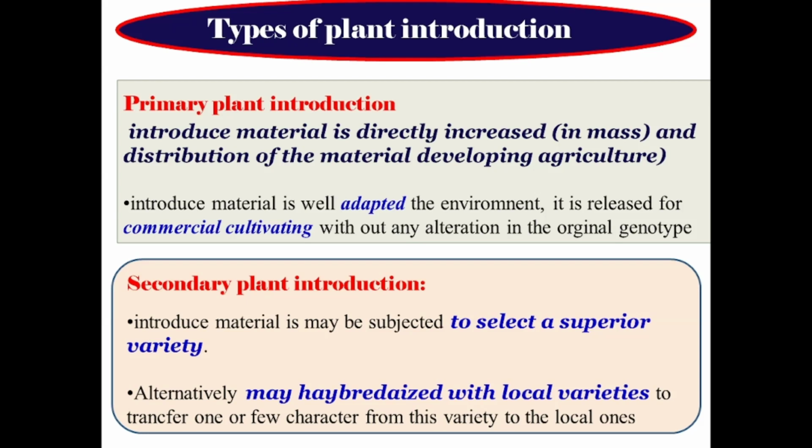Primary plant introduction. This is when the introduced material is directly used without any modification, or when the introduced material is well adapted to the environment. It is released for commercial cultivation without any alteration in the original genotype. However, in secondary plant introduction, the introduced material may be subjected to selection of a superior variety, or alternatively may be hybridized with local varieties to transfer one or a few characters from this variety to the local ones.